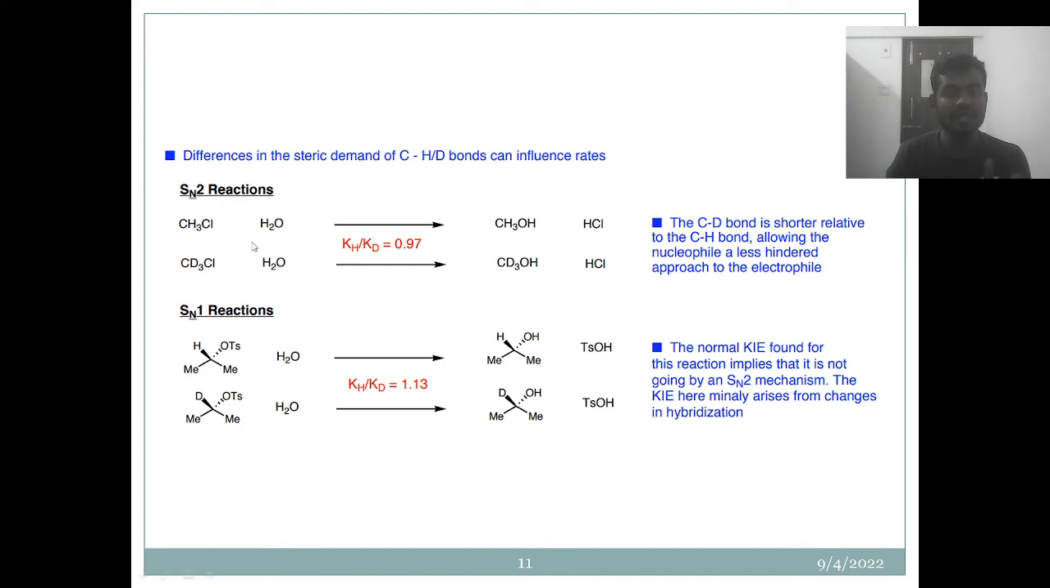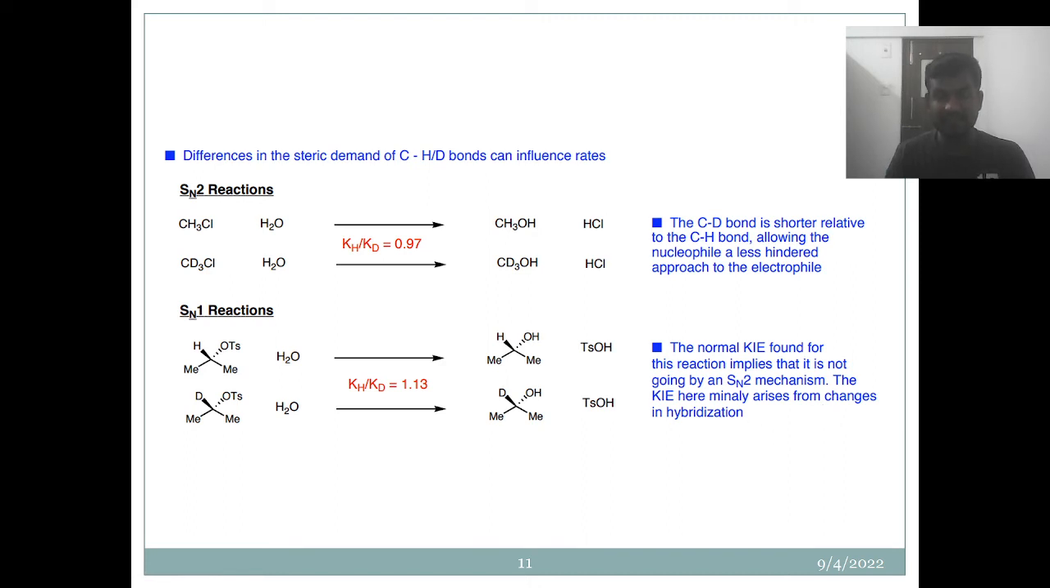Whereas in the SN2 reaction, the change in hybridization was like sp3 to kind of TBP structure to again sp3. So in the SN1 reaction, there is a clear-cut formation from sp3 to sp2, and there is a high kH by kT value, 1.13. So it mainly arises from change in the hybridization.